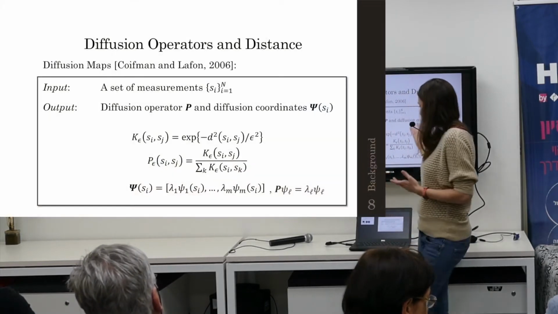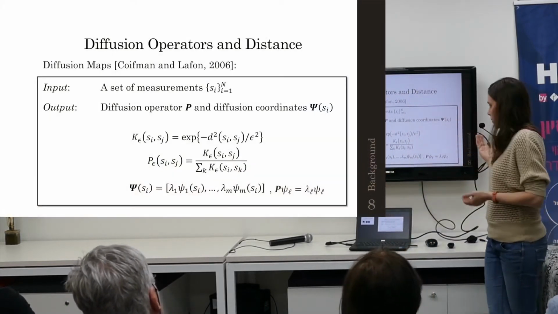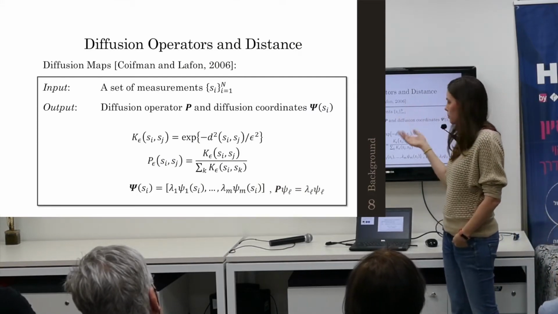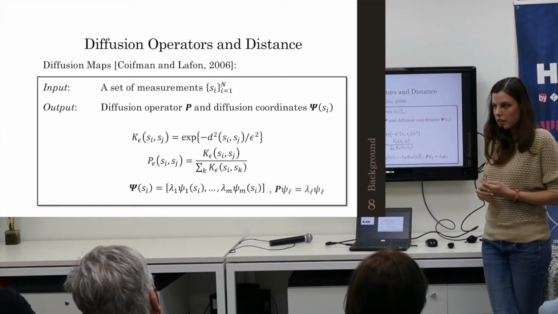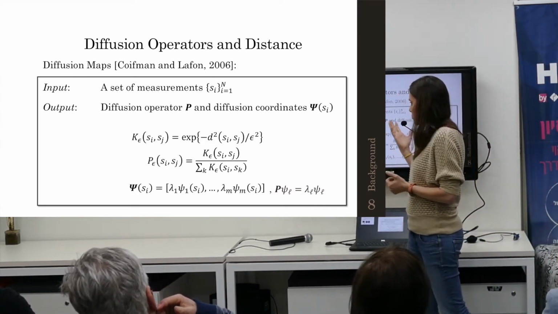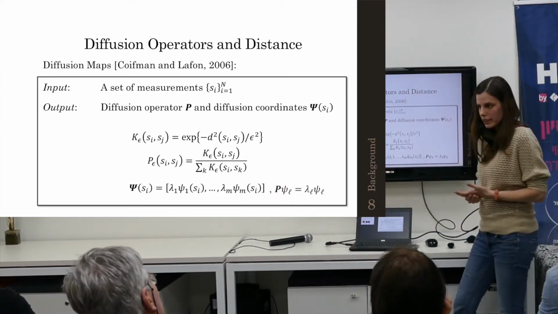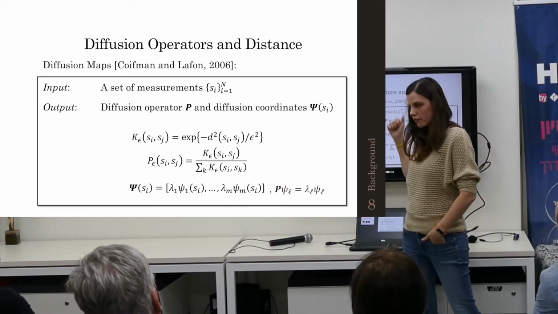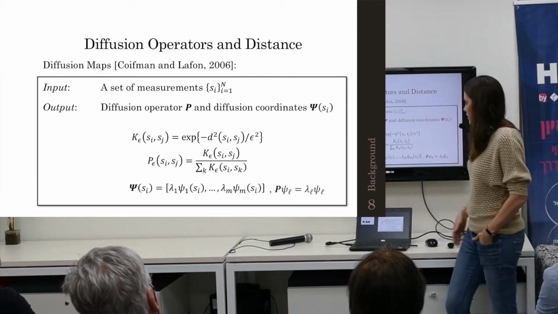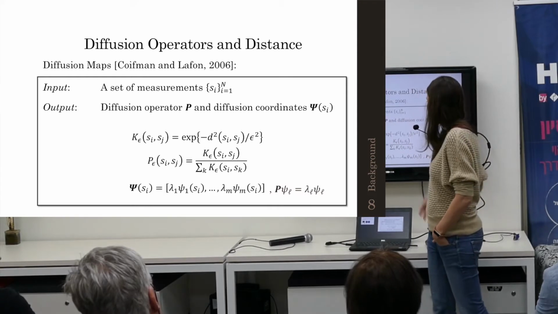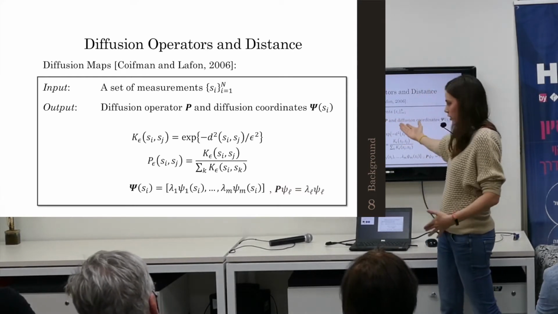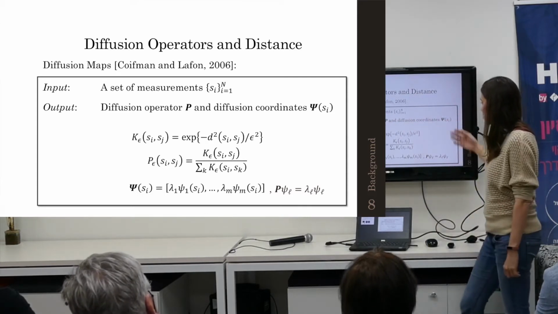Okay, so in order to discuss the related work and my work, I'll begin with some background on what diffusion operators and the diffusion distance are. All of this is based on diffusion maps. Diffusion maps is one manifold learning technique proposed by Coifman and Lafon in 2006. What this method does is, given a set of n measurements, we construct a diffusion operator P, the kernel matrix, and diffusion coordinates.